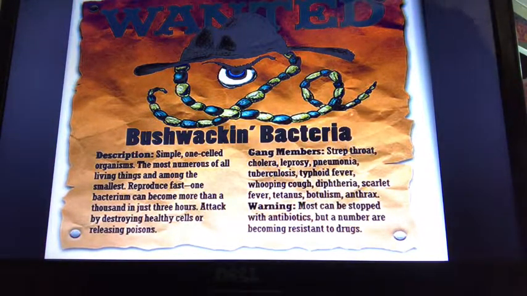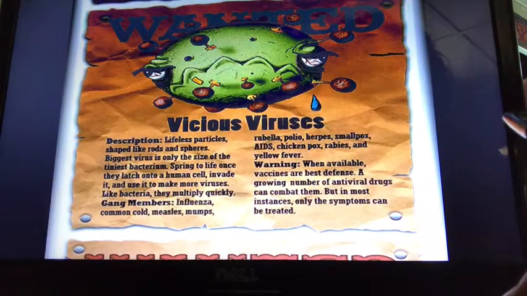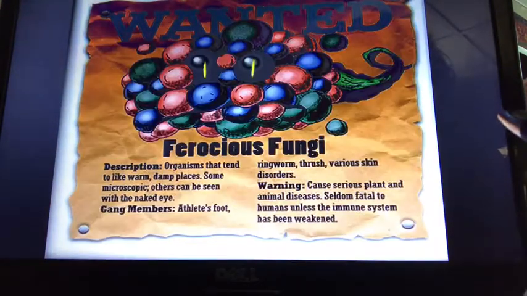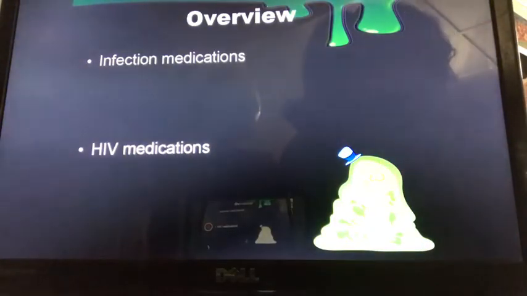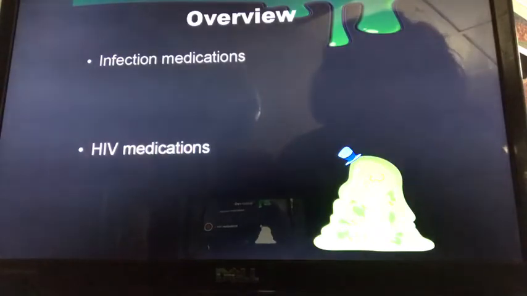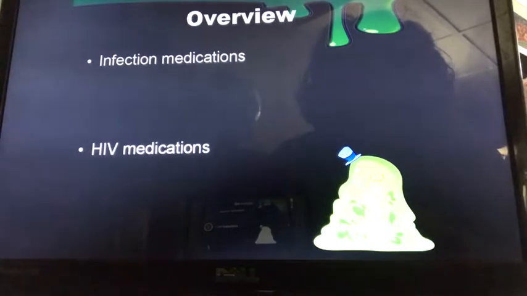Pathogens that we're going to be talking about fighting include bacteria, viruses, parasites, and fungi. These are just descriptions of each of them. You can read these yourself. An overview of what we're going to be learning is infection medications as well as HIV medications. In another video, we'll be talking about vaccinations, which will be on this test also.